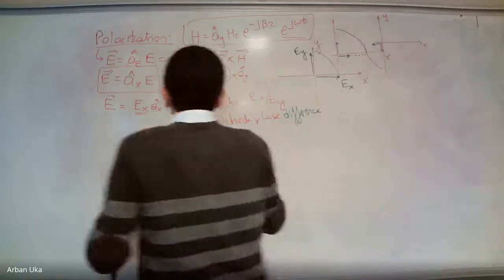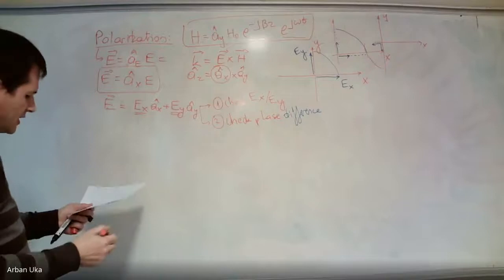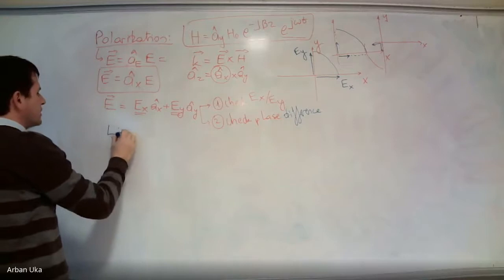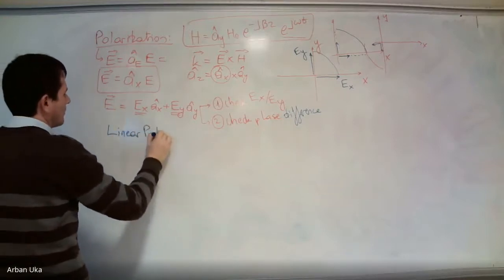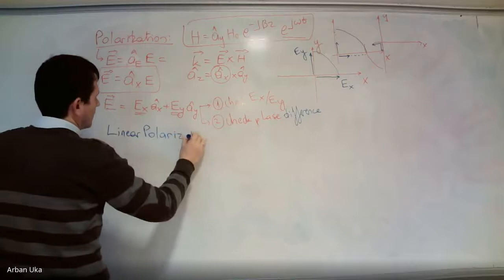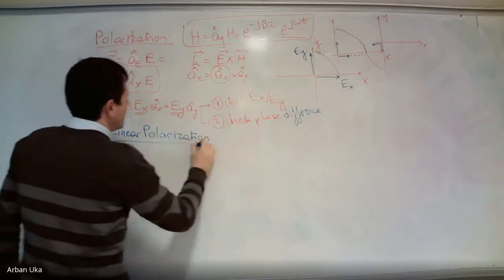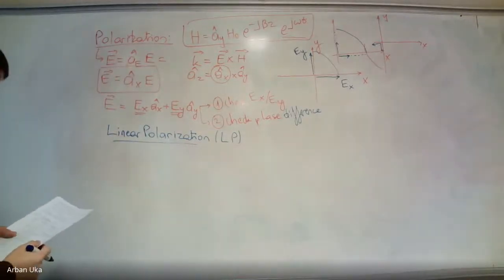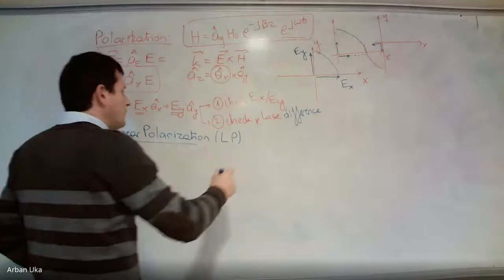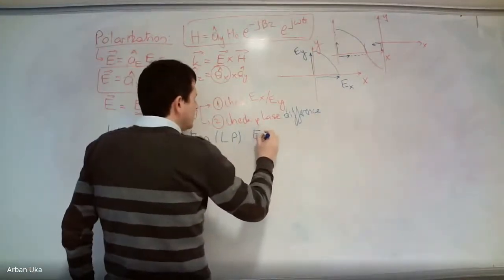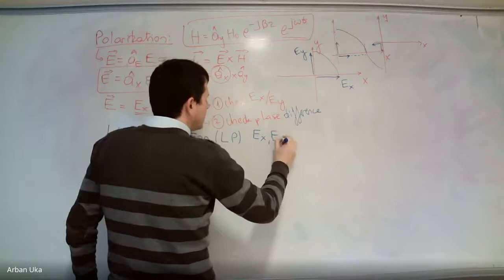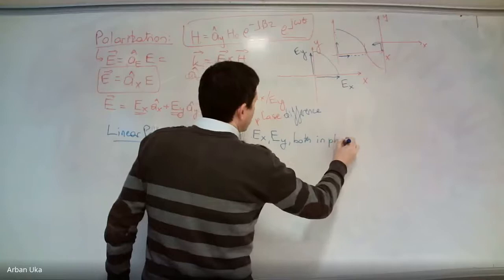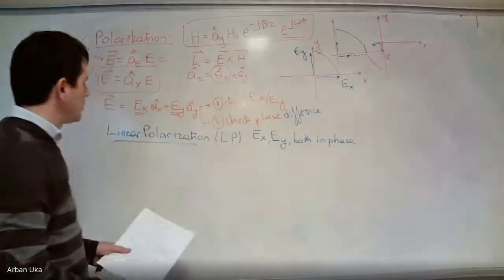So now, based on what we have seen so far, we can determine the first polarization. It would be linear polarization. Linear polarization, we denote this one as LP, and it is the following. We have E, we have EX, we have EY, and they are both in phase. This is what we can call linear polarization.